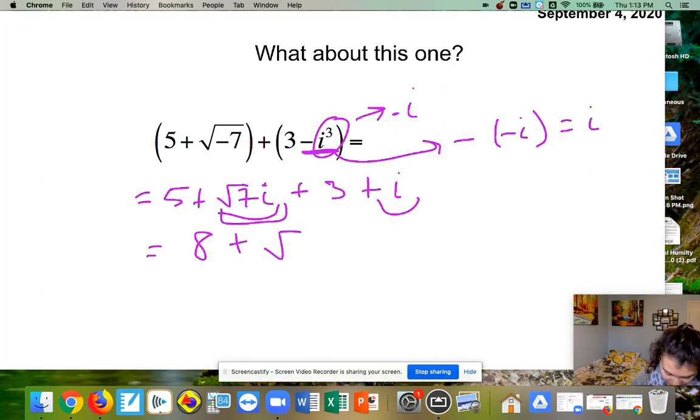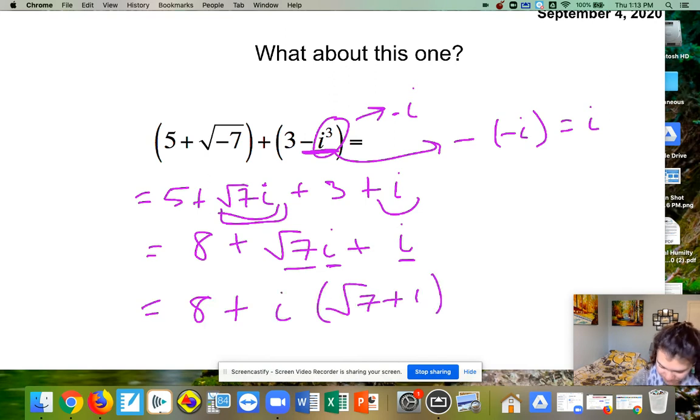But if I rewrite this as an intermediate step, I can factor the i out of both of these. So we'll get 8 plus i times square root of 7 plus 1. And then usually we move this i to the end when you write it. So you do square root of 7 plus 1 i.